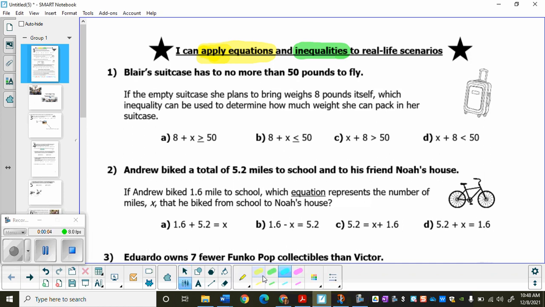So today what we're going to be exploring is how to apply our equations and inequalities to real life scenarios. Recently in this unit, you've been learning how to solve inequalities. You might remember from our previous unit, we learned how to solve equations. So the goal for today is to actually go through a bunch of these real life scenarios and determine if they should have one answer or if they're going to have lots of possible answers.